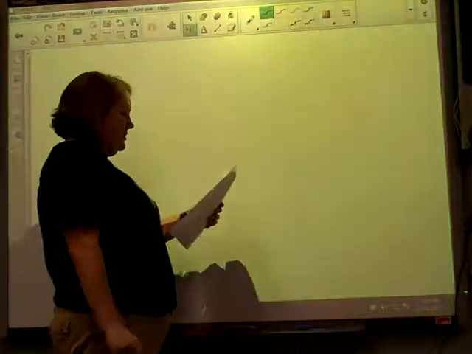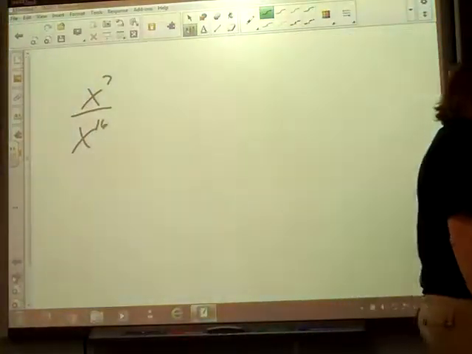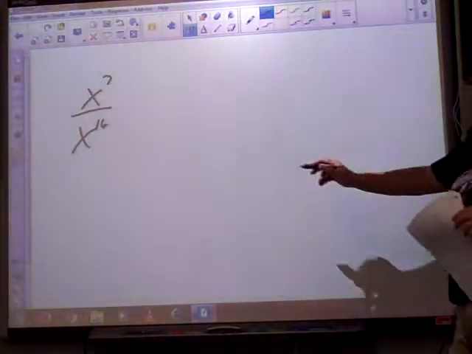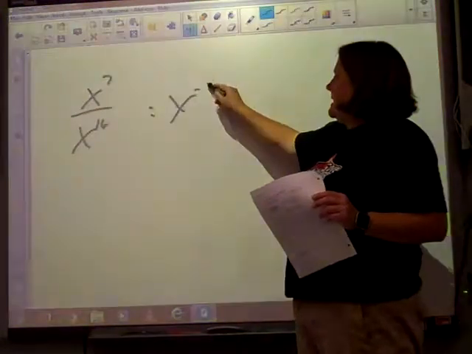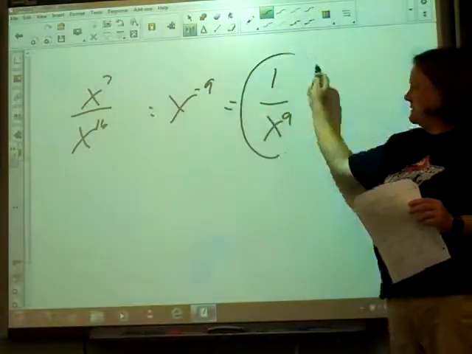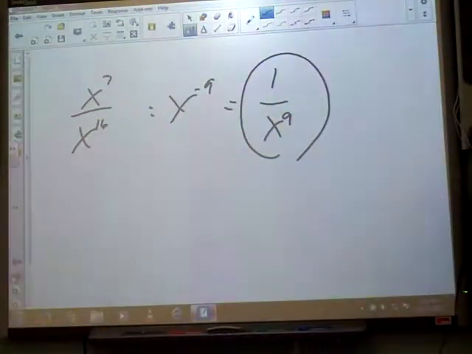All right, what do we do on division with our powers? Subtract. Kaylee's correct. So 7 minus 16 gets us -9. So we're looking at x to the -9. When we got a negative power, we put it on bottom and make it positive. How about that?